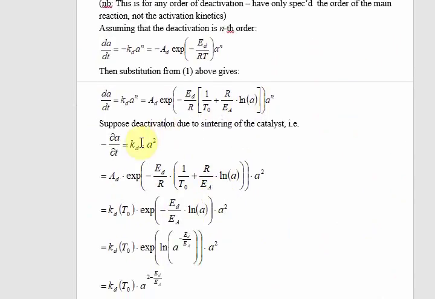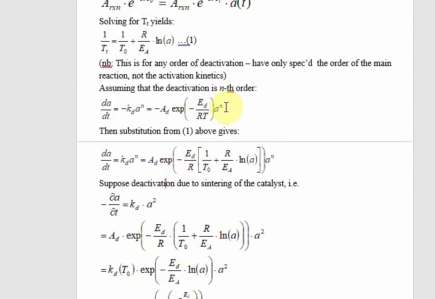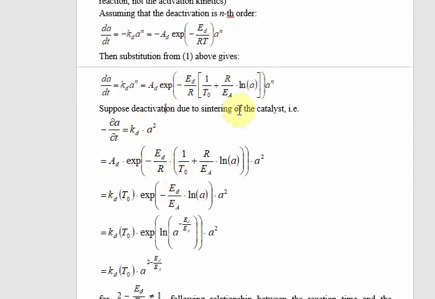So if it's sintering, that tends to be second order, and so n equals 2. So n equals 2, and we've got this nice expression now. And if we just look at this equation, you can see that a couple of things can cancel here. So first off, we could just say, let's split off this part here.